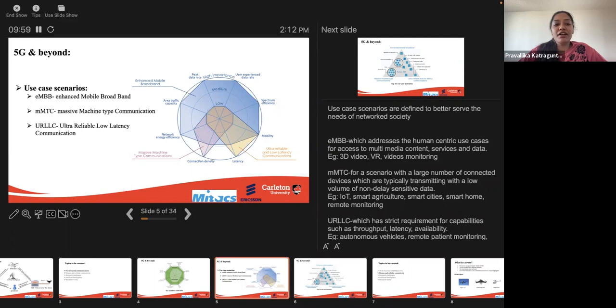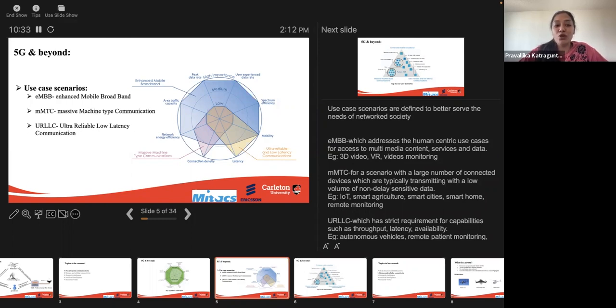And massive machine type communication, which is mMTC. This scenario has a large number of connected devices, which typically transmit a low volume of non-delay-sensitive data. In this use case scenario, we can have examples like IoT, Internet of Things devices, smart agriculture, smart cities, smart home, and remote monitoring. All these use cases can come under this category.